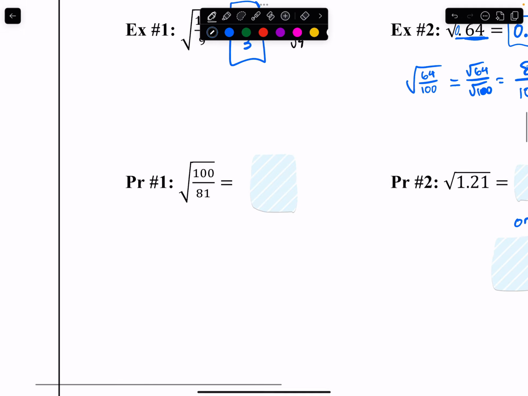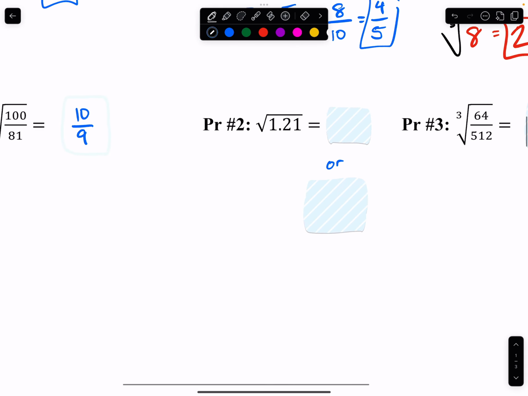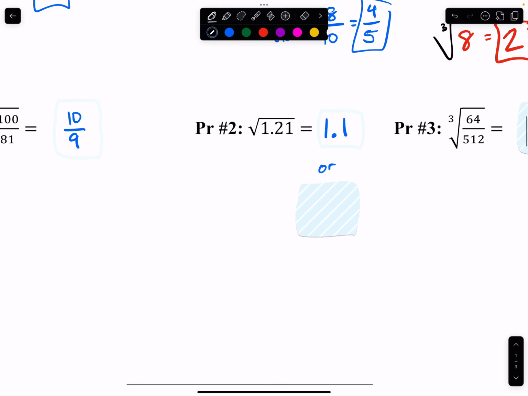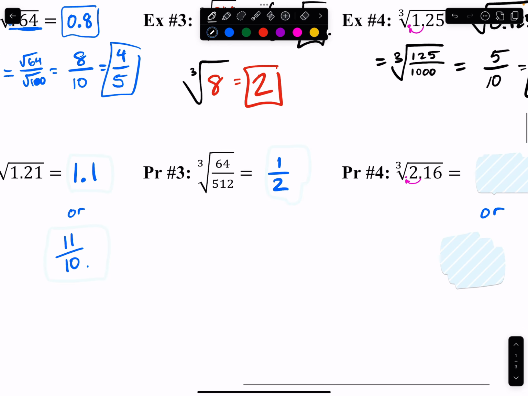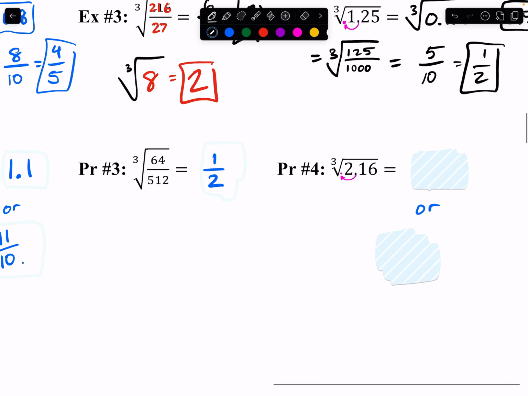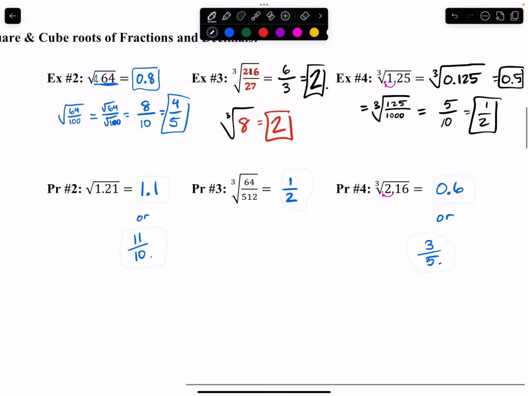All right, so for practice problem 1, you should have got 10/9. For practice problem 2, I'm asking you to square root 1.21. You could have written it as a decimal or as a fraction. Either way, it's 1.1 or 11/10. The cubed root of 64 over 512 is 1/2. And the cubed root of 0.216 is 0.6, or as a fraction, it would be 3/5.